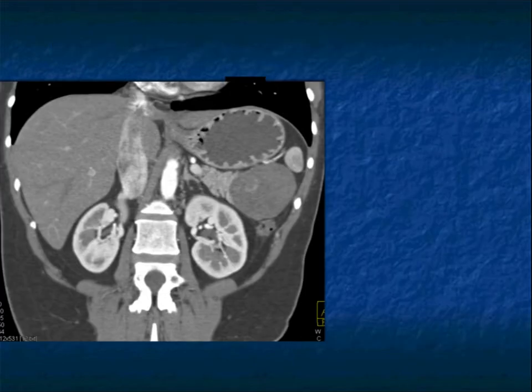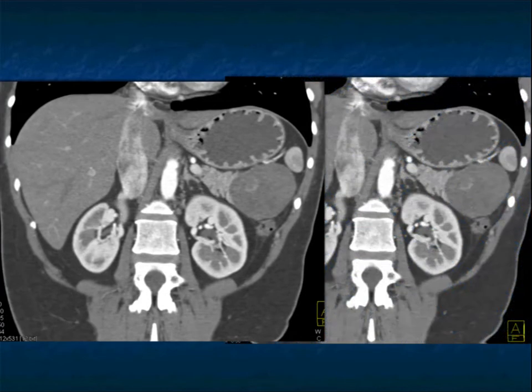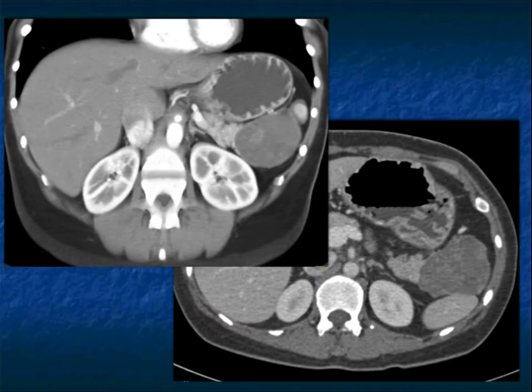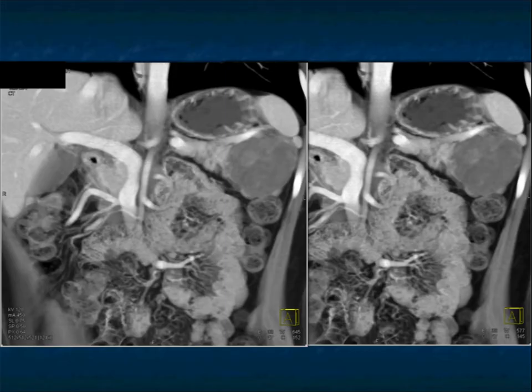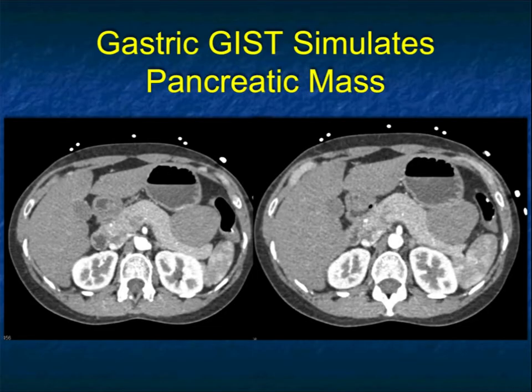But then when you look at all of the images, even there, the coronal, it looks like it's off the pancreas. But as you keep going through the images, there was a close relationship to the stomach, but still we really didn't appreciate it all that well. This patient went to surgery, and it was a GIST tumor.